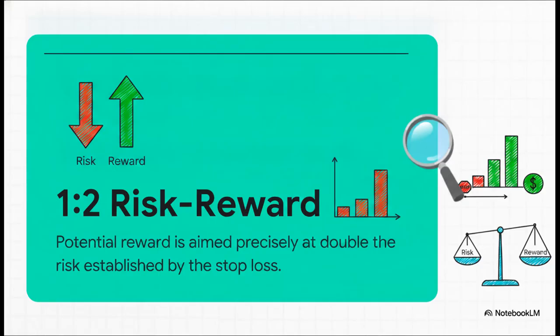Looking at the profit side of things, we hit this absolutely critical concept, the 1-to-2 risk-reward ratio. This is a mathematical target parameter where your potential reward is aimed precisely at double the risk established by your stop loss. This is the true mathematical edge behind the strategy. Think about it. If your stop loss puts 5 points of capital at risk, your target is locked in at 10 points of profit. You really don't need to win every single trade if your winners are mathematically outpacing your losers.